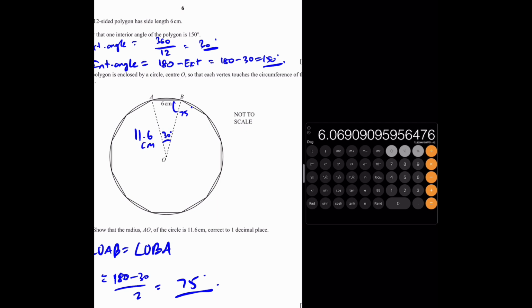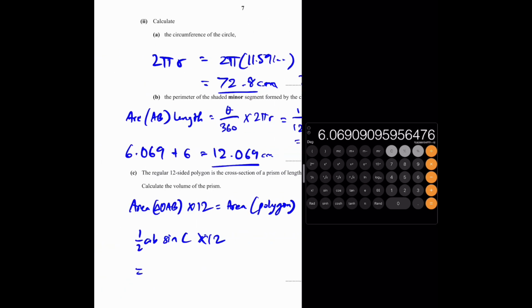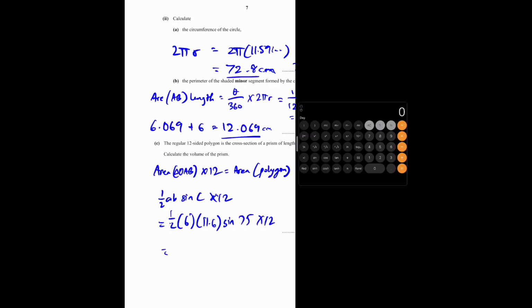And we know this angle as well, OAB, 75 degrees. So we have two sides, 6 and 11.6. And we have an angle, 75. And you can use these. So half times 6 times 11.6 times sine 75 multiplied by 12. Doing this, we get 6 times 11.6 divided by 2 times 12 and times sine 75 to get 403.37 centimeters squared.